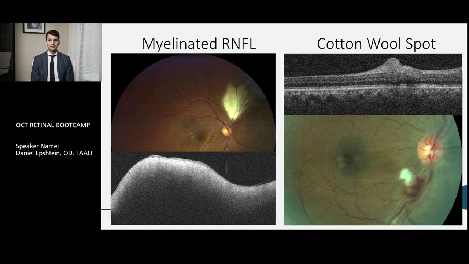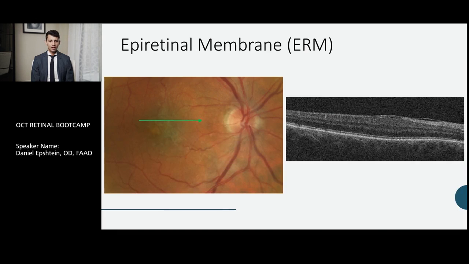And then looking at these back to back, you can really see that the myelinated retinal nerve fiber layer is going to be much more hyper-reflective than the cotton wool spot. You can see the tissue posterior to the cotton wool spot, whereas with the myelinated retinal nerve fiber layer, you can't.